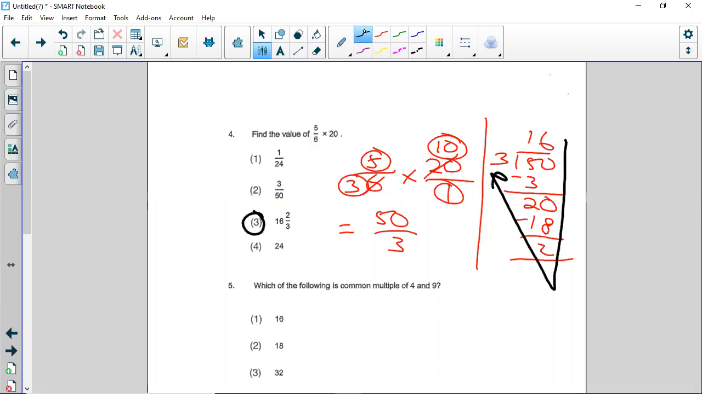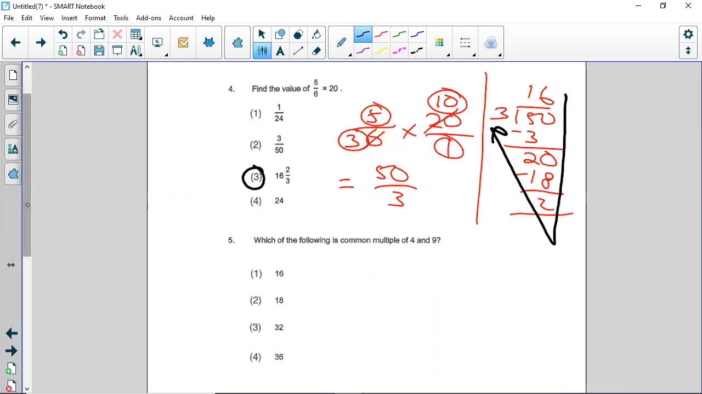Okay, that's what the P4 students are doing, all right? They learn how to do this way to get the mixed number. Okay, question number 5, shortcut.